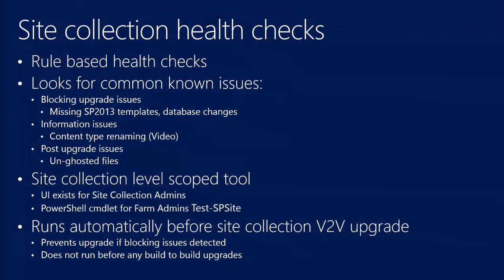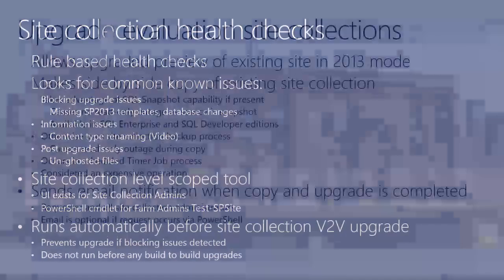This is running at a site collection level. We're going to run it through the UI, which is where a site collection admin could do it. From an administrative perspective, you can also run this with PowerShell using Test-SPSite. You do this typically to make sure you're ready to run the upgrade. If I am, however, running a full version-to-version upgrade, it's going to run automatically for me as part of the upgrade process down the road.